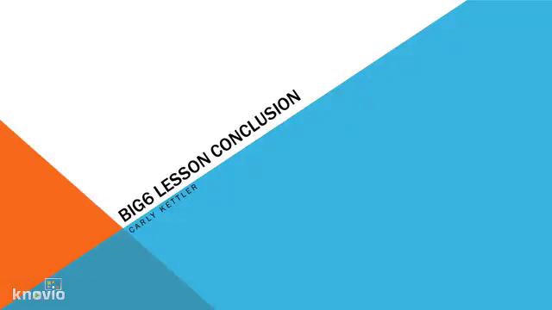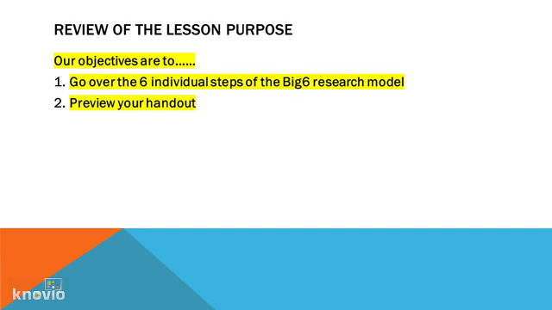This presentation is going to conclude our lesson today. Again, my name is Carly Kettler, and I'm the librarian here at school. The purpose of this lesson and video is to cover the 6 individual steps of the Big 6 research model, and to also preview your handout, which you will use when you are applying these steps to your own research.